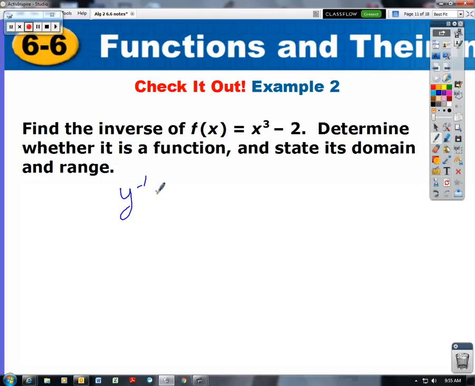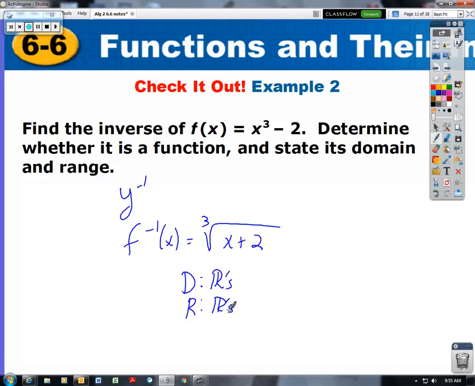f inverse is going to be the cube root of x plus 2. That's after you switch the x and y's and you solve. And then the domain on the original one is all reals, as is the range. So the domain and range for both f and f inverse are all reals. That one's pretty similar to the other one we just did. Cube root and cubes.